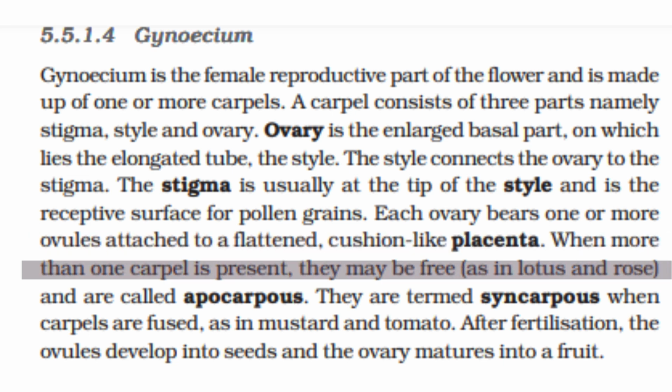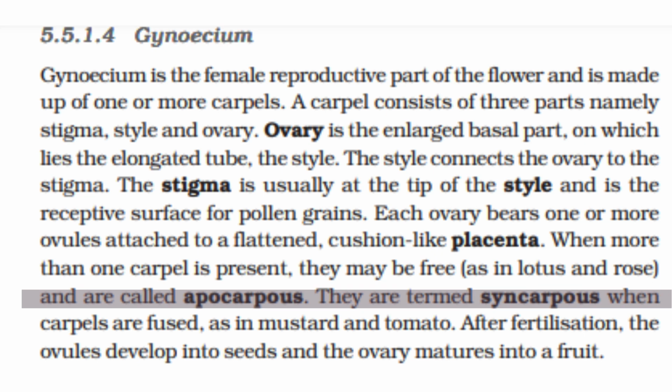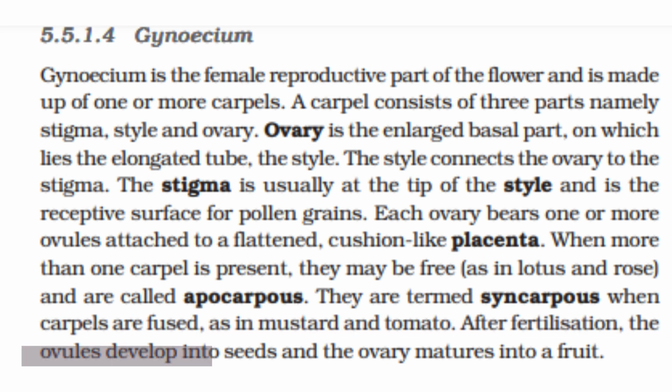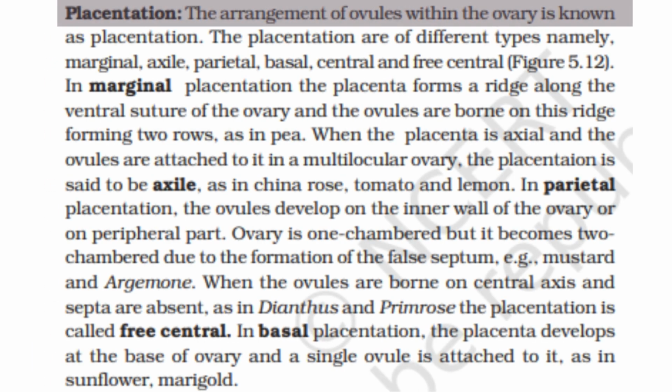When more than one carpel is present, they may be free, as in lotus and rose, and are called apocarpous. They are termed syncarpous when carpels are fused, as in mustard and tomato. After fertilization, the ovules develop into seeds and ovary matures into a fruit.